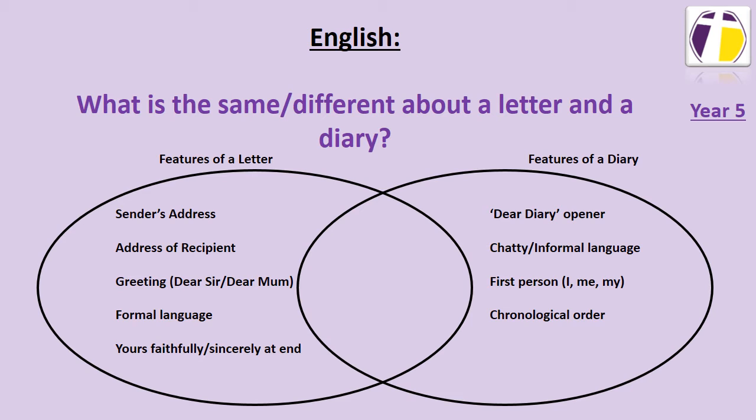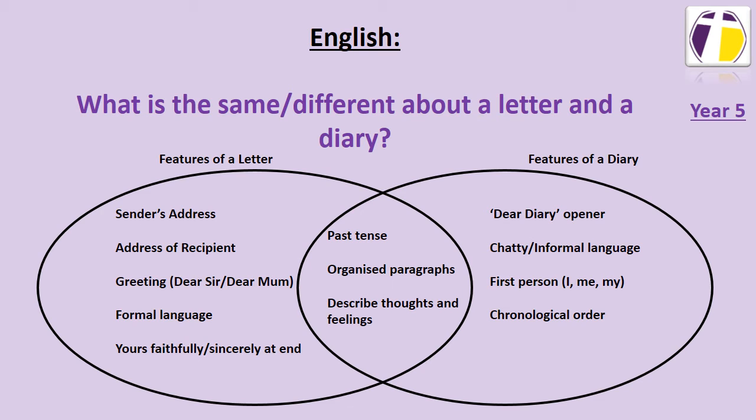The other thing that's really important when you're writing a diary is that you write them in chronological order. So if you're telling yourself about your day, you will be writing it from the moment you wake up to the moment that you are writing your diary now, and it will be in chronological order from the first thing that happened in the day to the last thing. Letters aren't always like that. You can write them chronologically, but you can also organise them in a different way if you choose to.